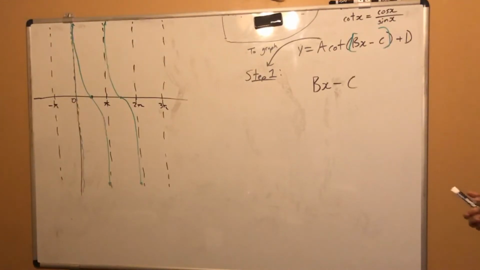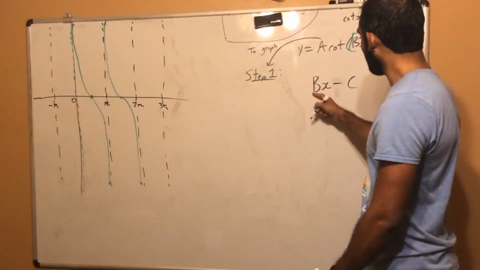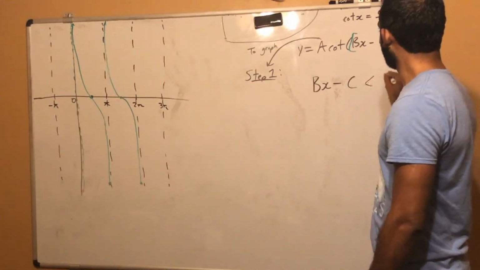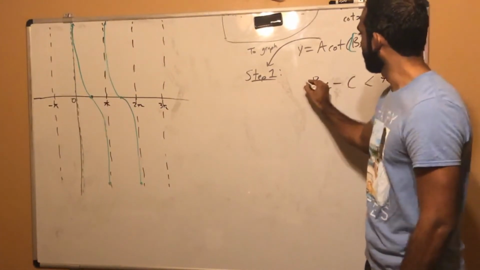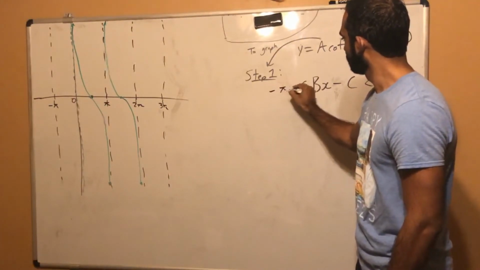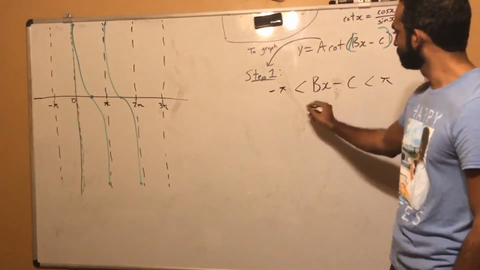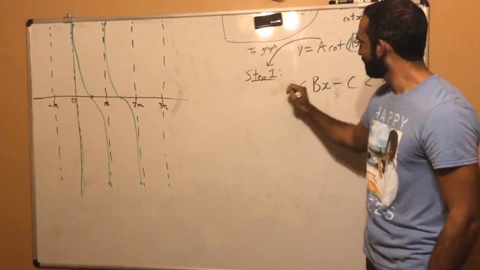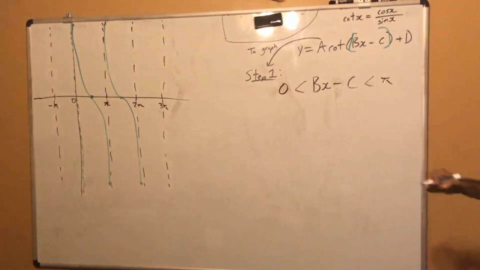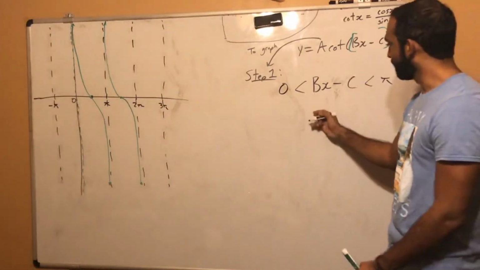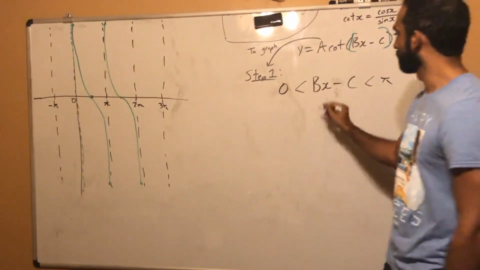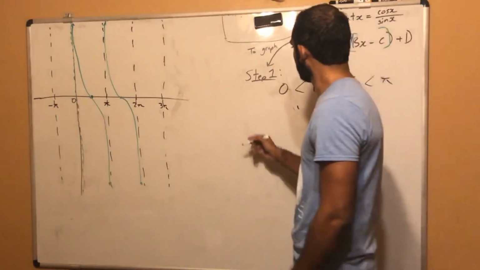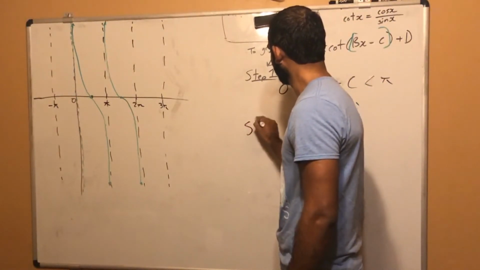0 and pi? Yes. In this case, I'm not going to sandwich bx minus c between negative pi over 2 and pi over 2. I'm going to sandwich it between 0 and pi, sorry, I got that mixed up myself. 0 and pi. Then you solve for x. Step 2.